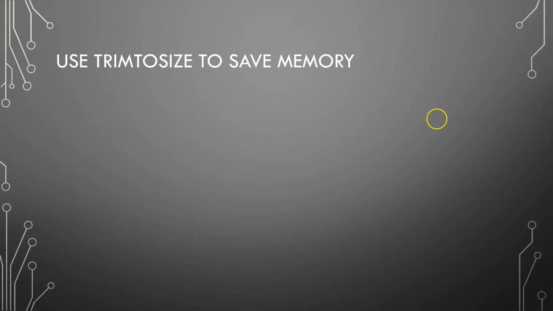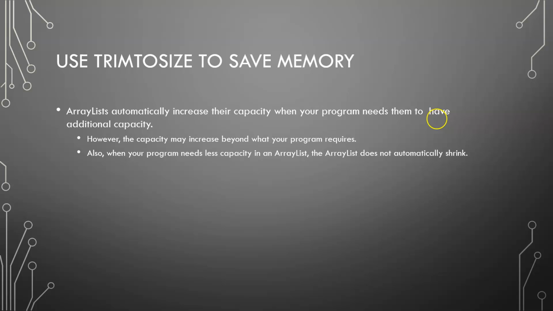All right, so using trimToSize in order to save memory. ArrayLists automatically increase their capacity when your program needs them to have additional capacity.